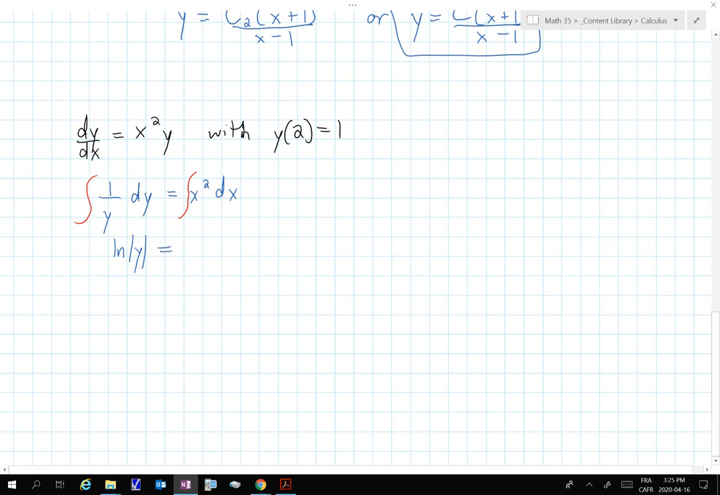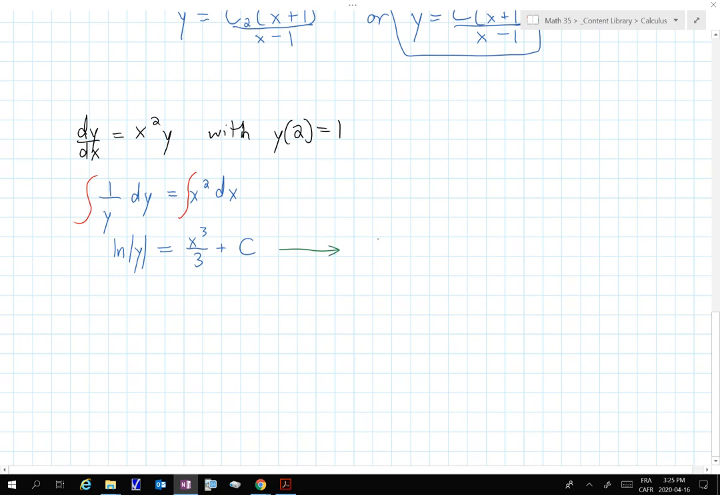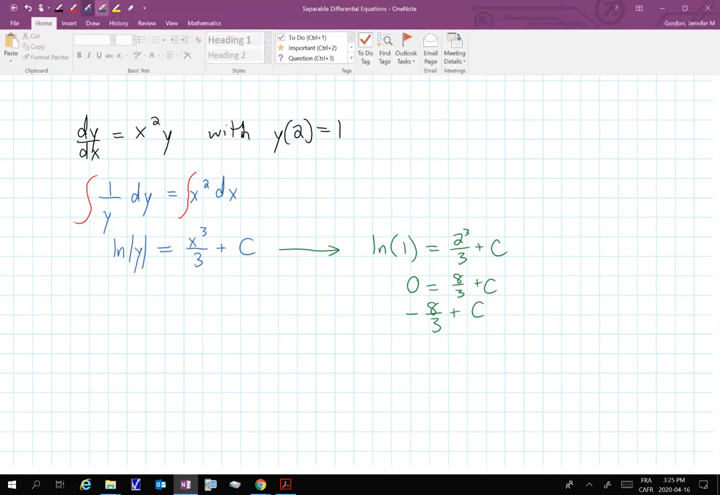And then on the right-hand side of my equation, I've got x cubed over 3 plus some constant. Now at this stage, I'm not using a subscript because I'm actually going to pop over to the side here and figure out what that constant would be. So I've got the ln of 1 equals 2 cubed over 3 plus some constant. The natural log of 1 is just 0. So 0 equals 8/3 plus that constant. So that constant is negative 8/3. So I'm going to substitute it in at this stage.